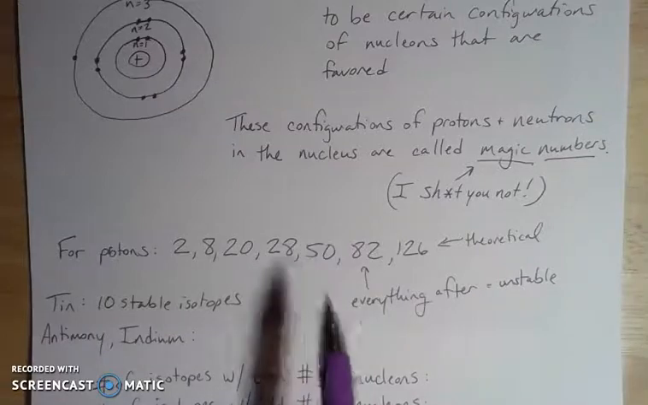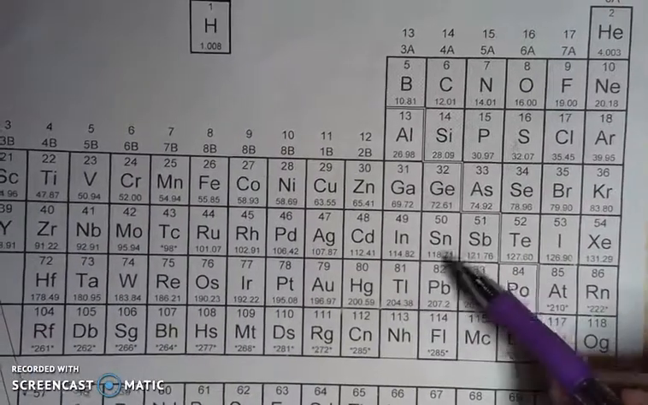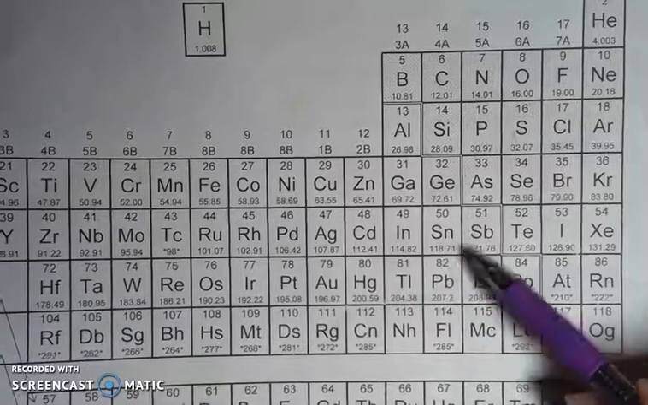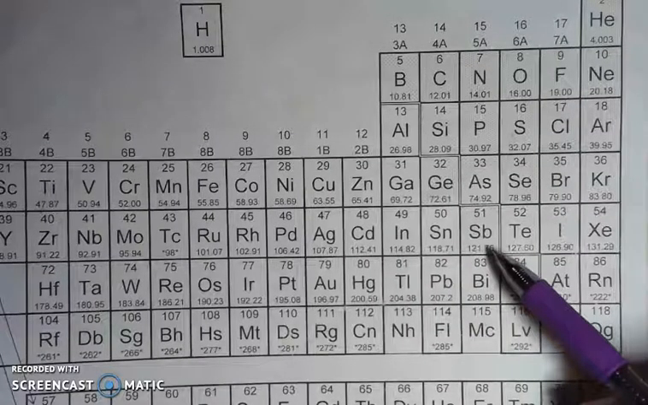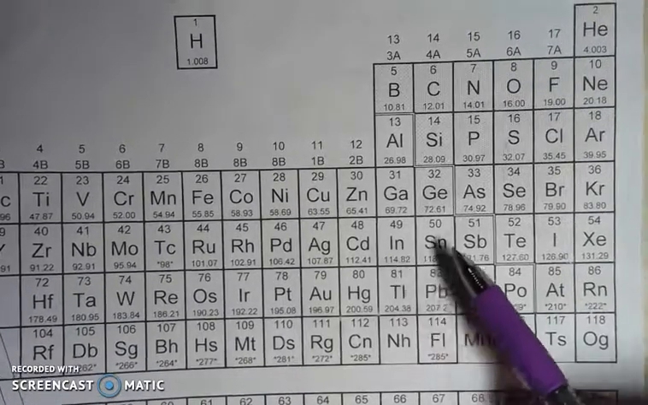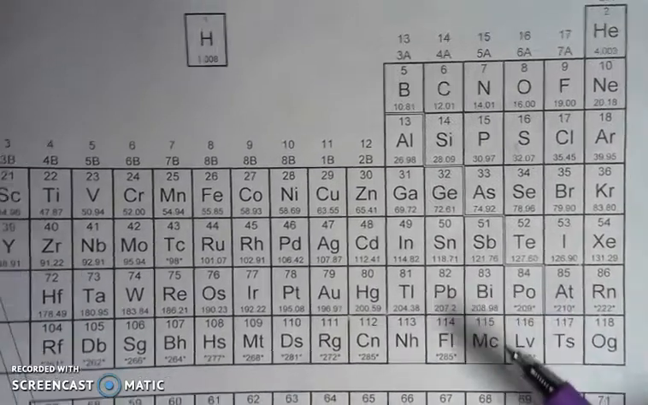So there's something about 50 that's a magic number. But if you look at either side of tin, so here's number 50. If we go to 49, that's indium. And if we go to 51, that's stibium or antimony. So antimony is one of our metalloids. Indium is on the other side and is one of our transition metals. So you would think that indium would have slightly more in common with tin than antimony would.